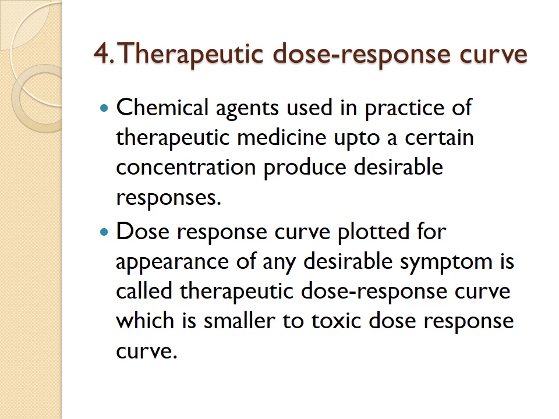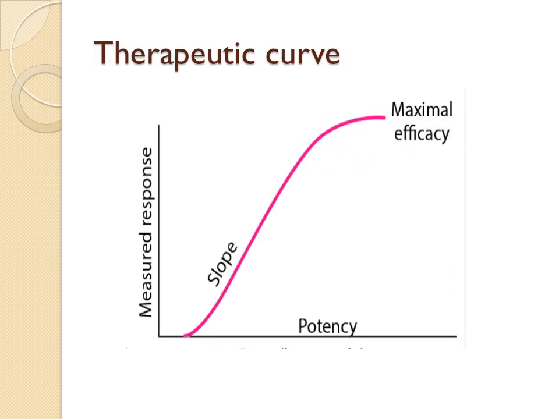And the fourth one, the therapeutic dose response curve. Chemical agents used in practice of therapeutic medicine up to a certain concentration produce desirable responses. The dose response curve plotted for appearance of any desirable symptom is called therapeutic. Means therapeutic is an actual treatment dose response, which is similar to the toxic dose response curve that tells about how much has been done in the individual. That is a graph showing the therapeutic curve. On the x-axis we have taken the dose, and on the y-axis we have measured the response. And that slope shows maximal efficacy as the potential of the medicine increases. So the amount of dose decreases, as individuals begin to recover from that toxin's toxicity.